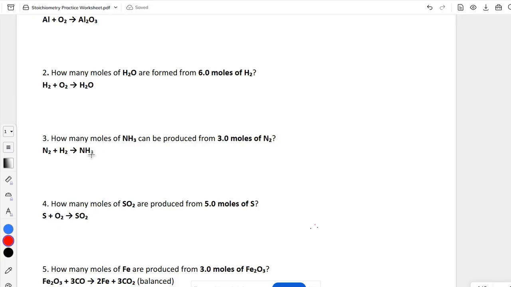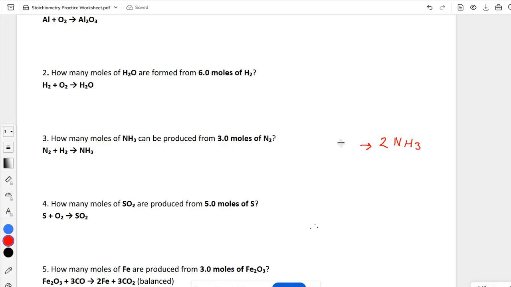Whenever you have the numbers 3 and 2, the common number is 6. So we're going to turn these H's into 6. I'm going to balance the hydrogens first. So I'm going to do that by going NH3, and in front of it, to make 6 H's, I'm going to put a 2, because 2 times 3 will give us 6 hydrogens. Now I'll draw the arrow.